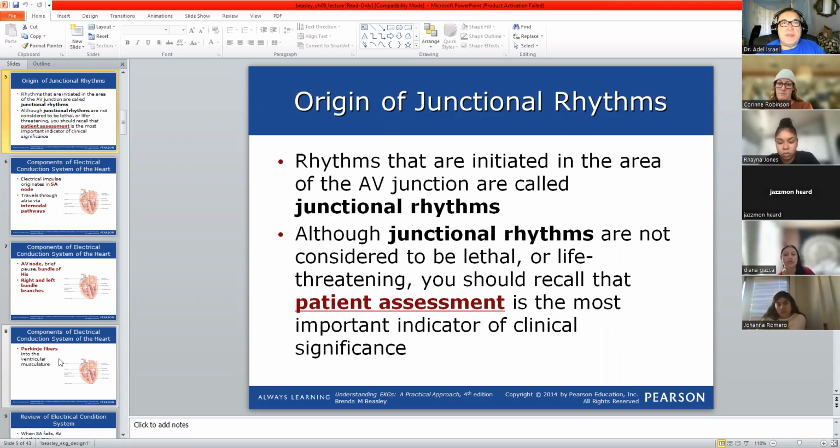Okay, look here, this statement is very important, Joanna. Although junctional rhythms are not considered to be fatal or lethal, and lethal means fatal, killing or life-threatening, you should recall most patient assessment. In the exam, they will ask you whether this situation needs assessment or not, so you have to think widely about what the situation is, and I did a classification for this earlier. I hope you keep your notes.